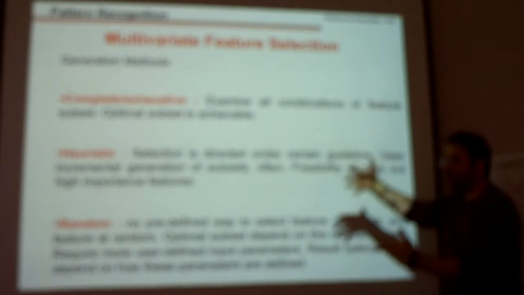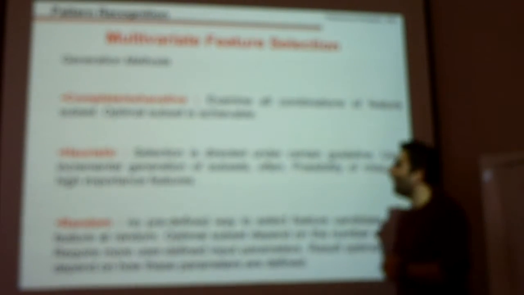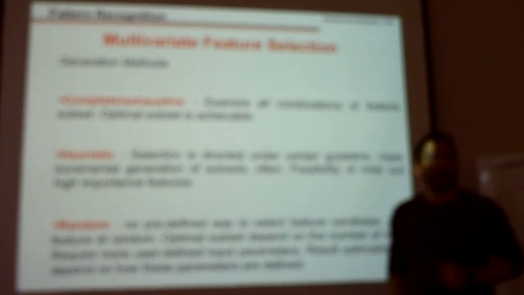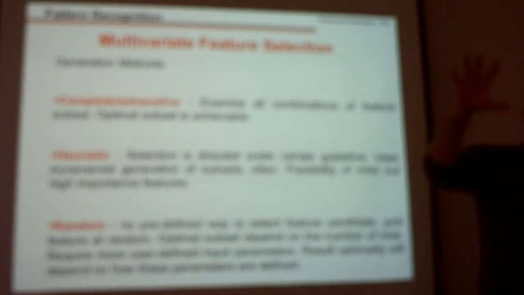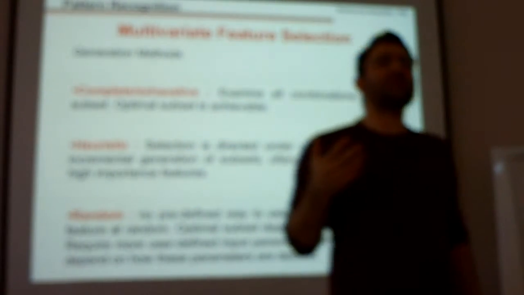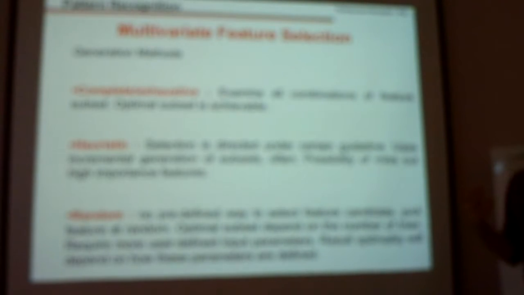Generation, in generation we have several methodologies. The first one is called complete or exhaustive. Complete or exhaustive means that I am going and taking all the features that we have. That's why it's called complete. So nothing will drop. But what's the problem with it? We need to compare all features.